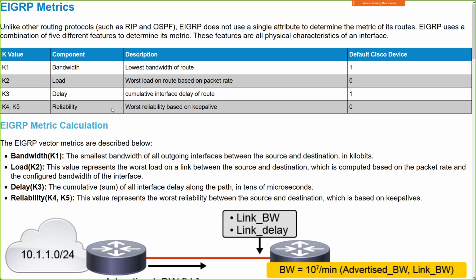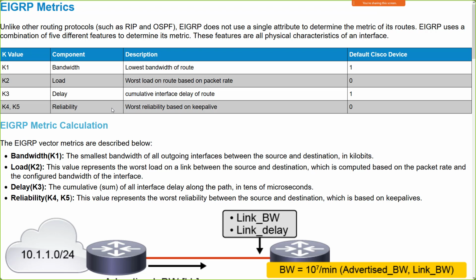So, for example, only K1 and K3 are in essence turned on, which means only K1 and K3, which correspond directly to bandwidth and delay, are used as part of the metric itself. Fundamentally, the metric is what we use to choose the best path if we're only learning about that path from one information source, which is EIGRP.